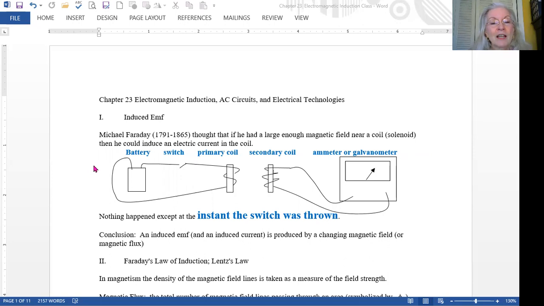So anyhow, what Faraday discovered is that the only time he was able to get a reading on his galvanometer or his ammeter was at the instant the switch was thrown, when it was turned on and when it was turned off. So apparently it wasn't the size of the current and the associated magnetic field that created the current in the secondary coil, but it was a changing magnetic field that created this distant current for us. And we've been able to use it to our advantage ever since. So yay, Faraday.